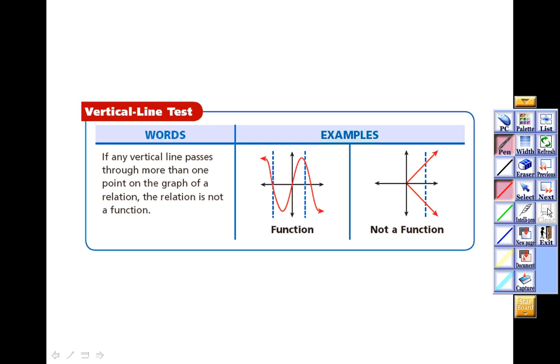So here's what it looks like in your textbook. It gives us 2 different examples. Here we have this squiggly looking graph, and the dotted lines are the vertical line. No matter where we place the vertical line, it only crosses the graph in exactly one point. Whereas over here on the other side, we have this sideways function, or relation. It crosses the vertical line in 2 spots. And since it hits the graph more than once, it is not a function.